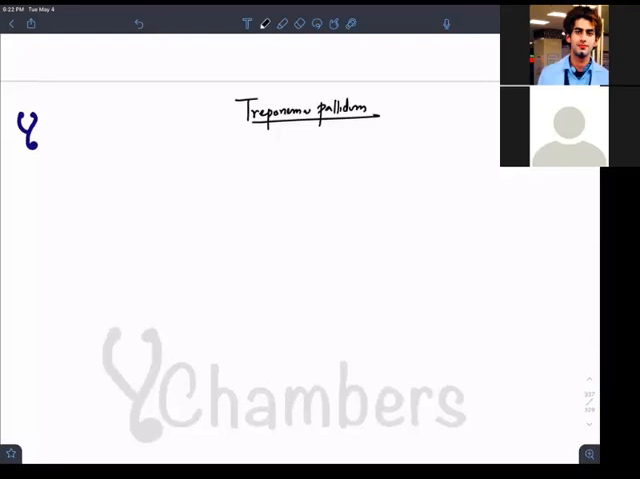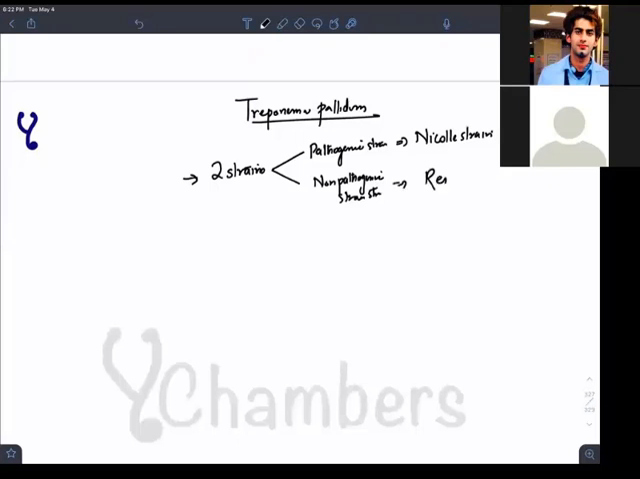So Treponema pallidum has two strains, or you can say species. One is the pathogenic strain, and another is the non-pathogenic strain. The pathogenic strain is called the Nichols strain. The non-pathogenic is called the Reiter's strain. Reiter's strain, guys.